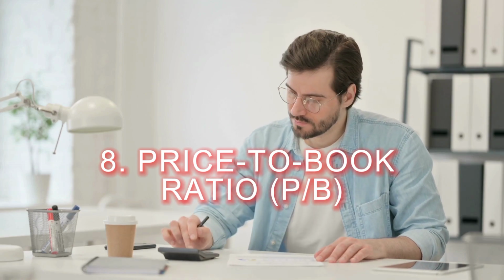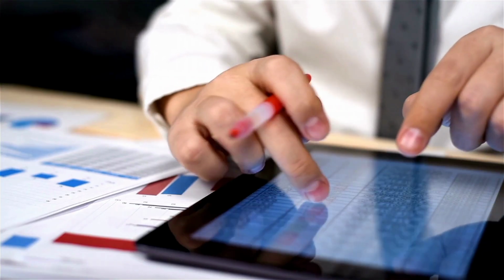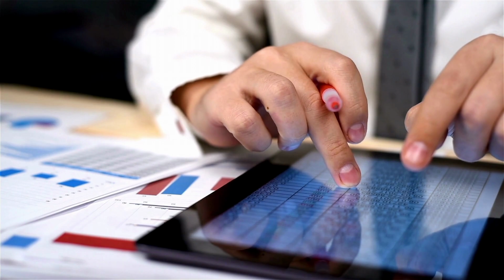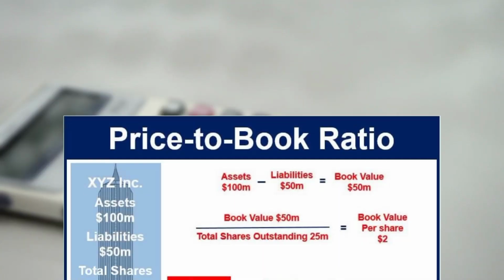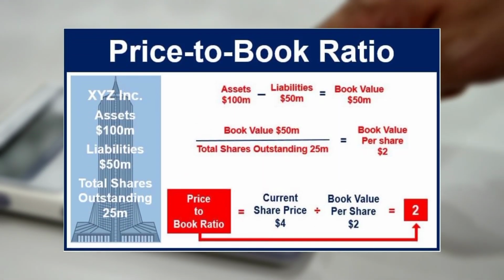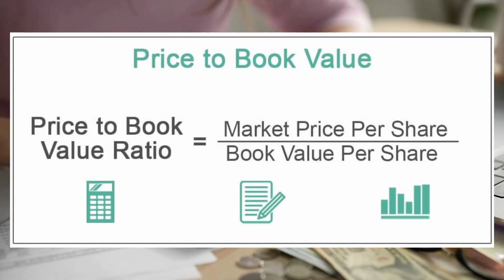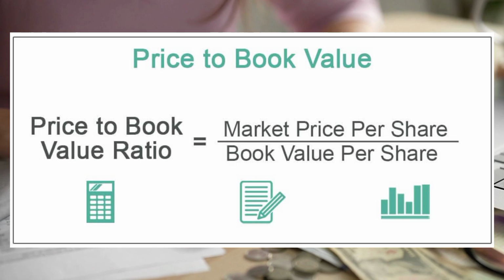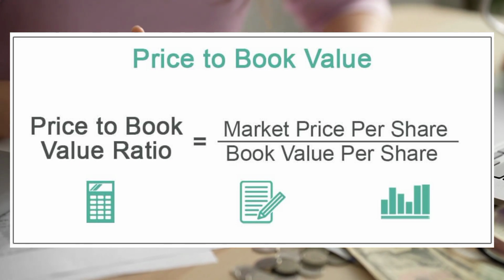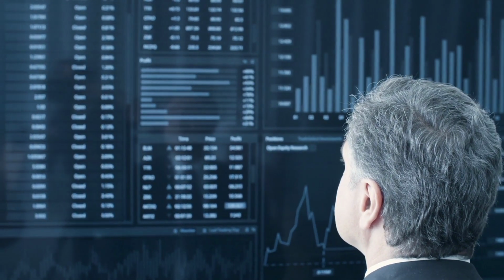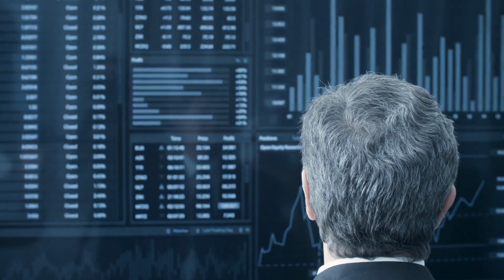Number 8. Price to book ratio, PB. The price to book ratio compares the current market price of a company to its book value, which is calculated by dividing its assets minus its liabilities by the number of shares it has. The method for determining it is to divide the current share price by the per share book value. If the price to book ratio for a stock is less than 1, it may be undervalued.